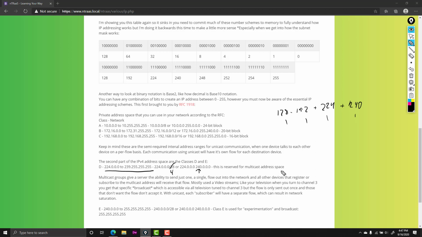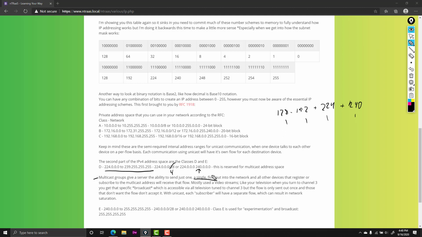Now, as I said before, the multicast groups give a server the ability to send a single flow onto the network for all of the devices that register or subscribe to that multicast address who want to receive the flow. This is mostly used, of course, in video streams, like if you turn your television to channel 3, you get that specific channel 3 broadcast, which is accessible via all televisions tuned to channel 3, but that flow is only sent out once, and those that don't want to see that flow don't accept it.